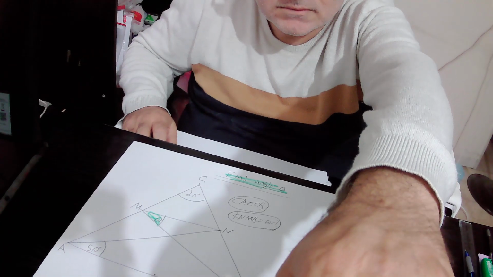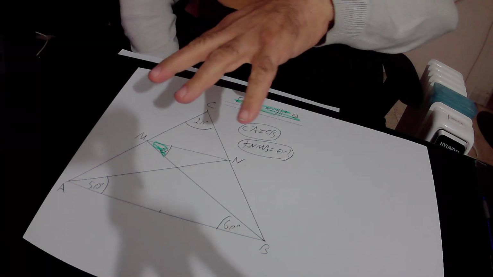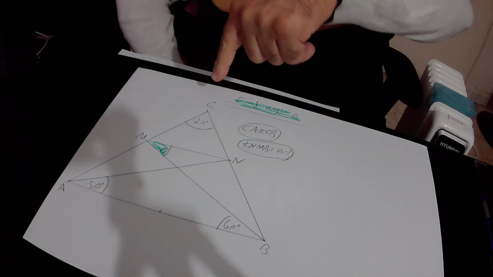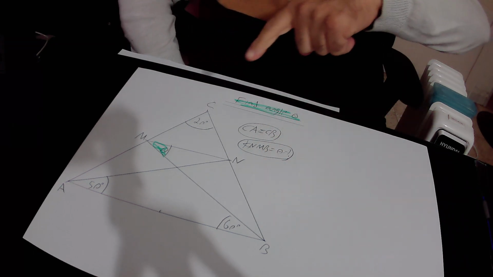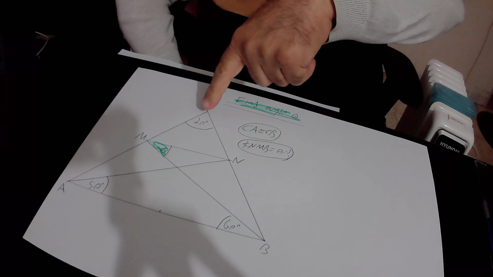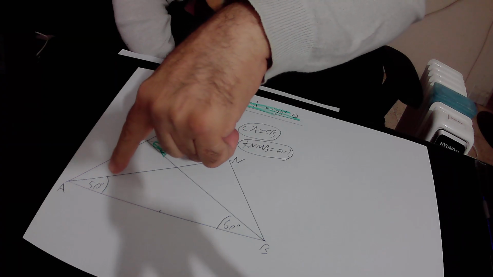Hello, in this lecture we'll find out the value of angle theta. In the drawing, we have triangle ABC. Triangle ABC is an isosceles triangle because side CA equals side CB. In addition, you know that angle ACB equals 20 degrees in its size. Angle NAB equals 50 degrees.